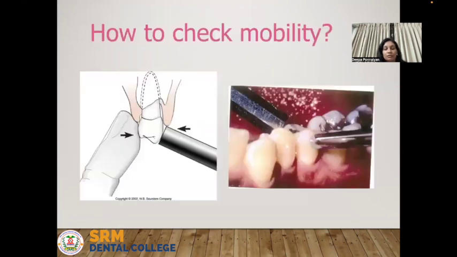Now, how do you check for tooth mobility? It's very simple. You use the handle of your instrument and your index finger on either side, and you try to move the tooth in a labiopalatal or a buccolingual direction. Once you do this, you then check the adjacent tooth in respect to that, how much the tooth is moving.